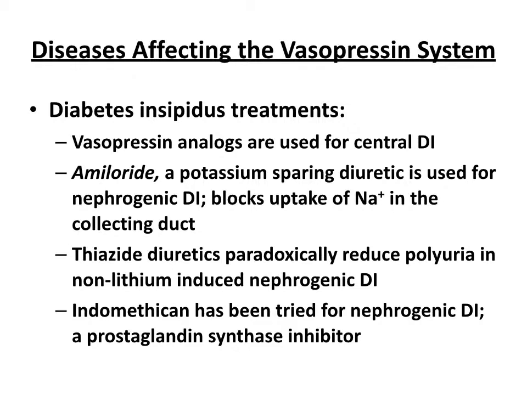So thiazide diuretics can paradoxically reduce polyuria and non-lithium induced nephrogenic DI, so a big point is that thiazide diuretics can affect diabetes insipidus. And also indomethacin, which is an anti-inflammatory type of drug, has been tried for nephrogenic diabetes insipidus, and it's an NSAID, right, and a prostaglandin synthesis inhibitor. As you remember, prostaglandins can affect vasopressin secretion, right?